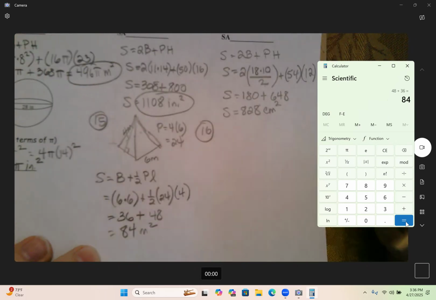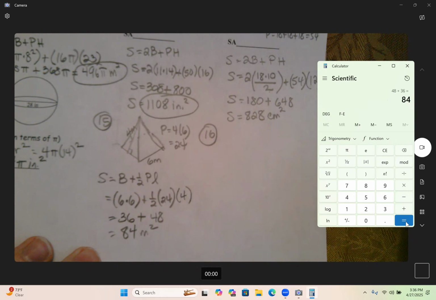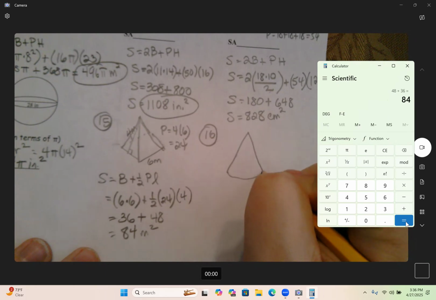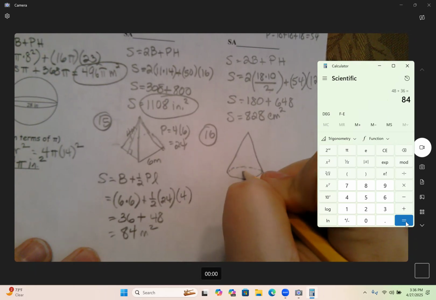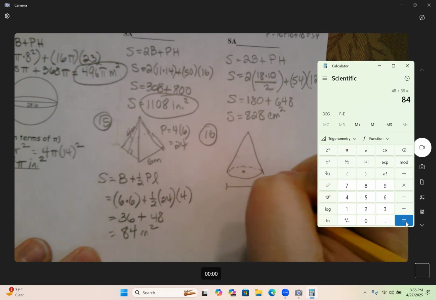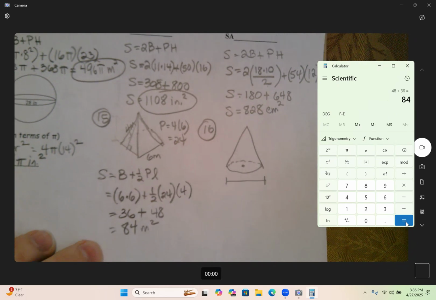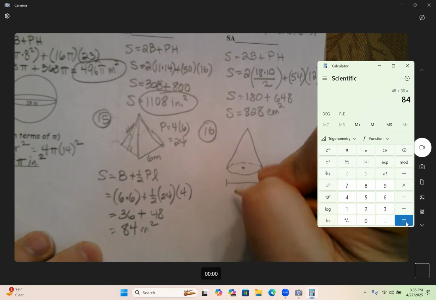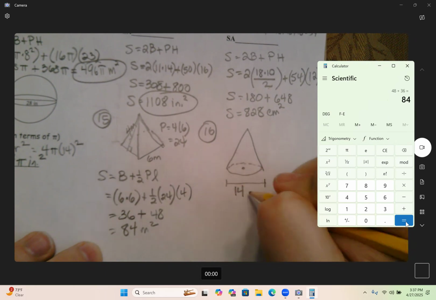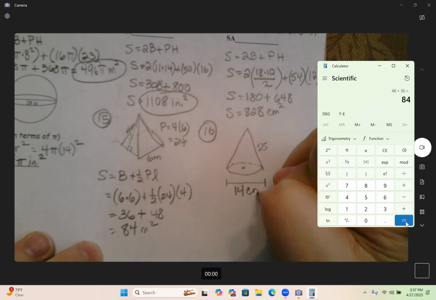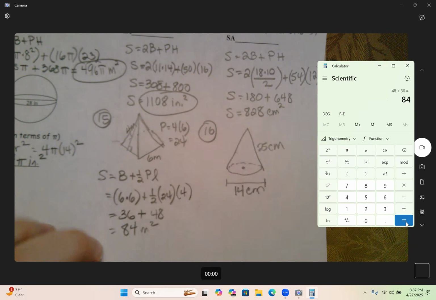And then let's do another one, number 16. Number 16, let's do a cone now. So I'm going to do a right circular cone. All right, and let's say the diameter of the cone is 14 centimeters. And then the slant height of the cone is 25 centimeters, like that.